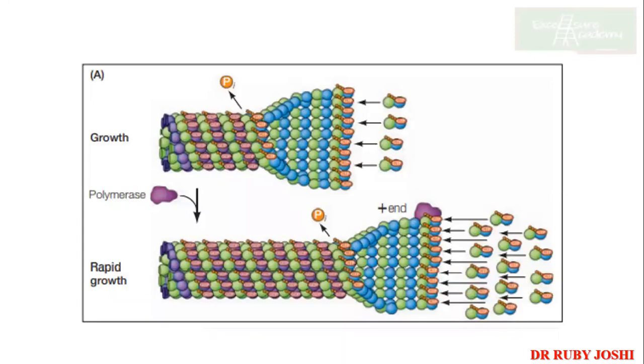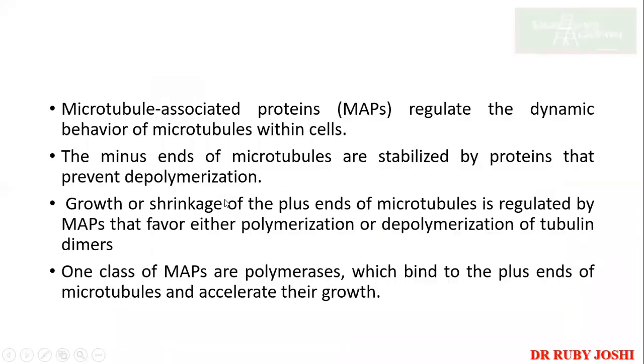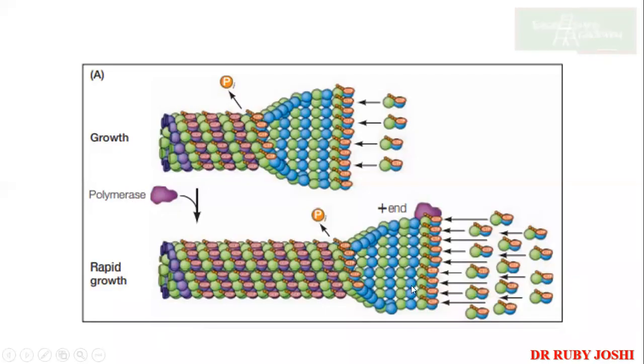Okay, see, you have the growth where normally the GTP bound tubulins are coming and adding. So the polymerase. Now, why are we saying polymerase? Because MAPs are your polymerase, which help in binding to the plus ends of the microtubules, helping in the growth of the microtubules. So here, if you see the polymerase, it keeps on adding the newly introduced GTP bound tubulins. So this is in the normal case how microtubules are growing.